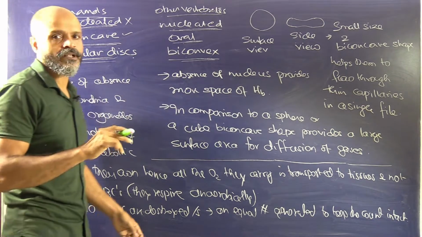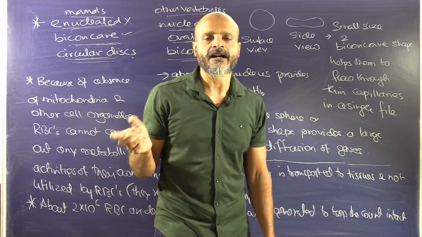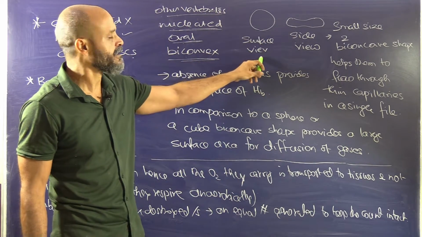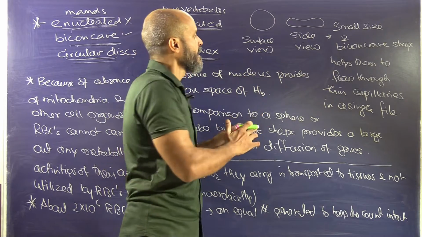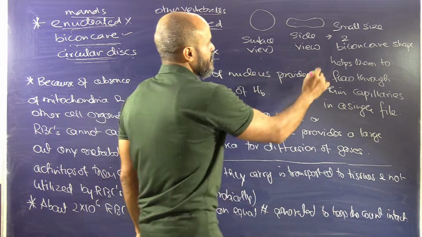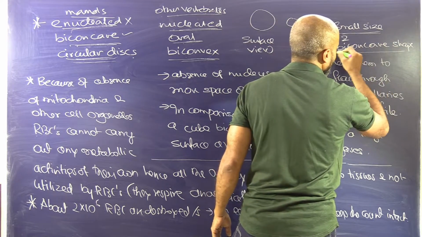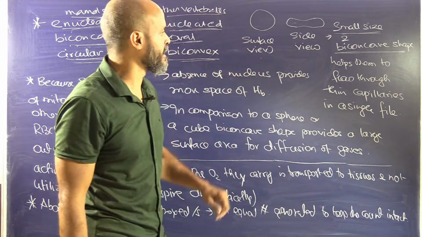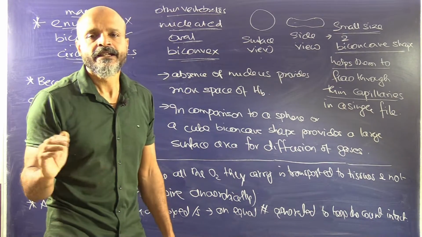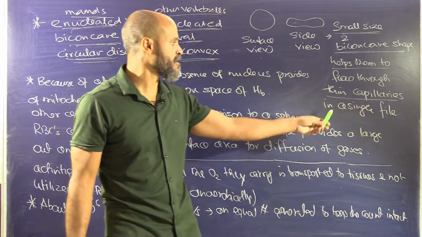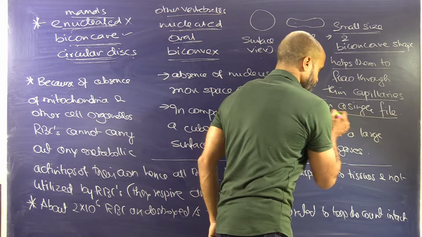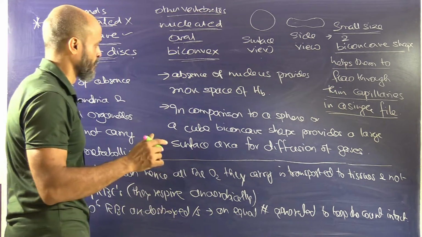So because of this structure, what are the benefits that RBC gets? If you look, this is the surface view of an RBC and this is the side view. This is biconcave. What benefits does the small size and biconcave shape give? It helps them to flow through thin capillaries, which is very much necessary for the proper exchange of gases. In a single file they are able to move through.